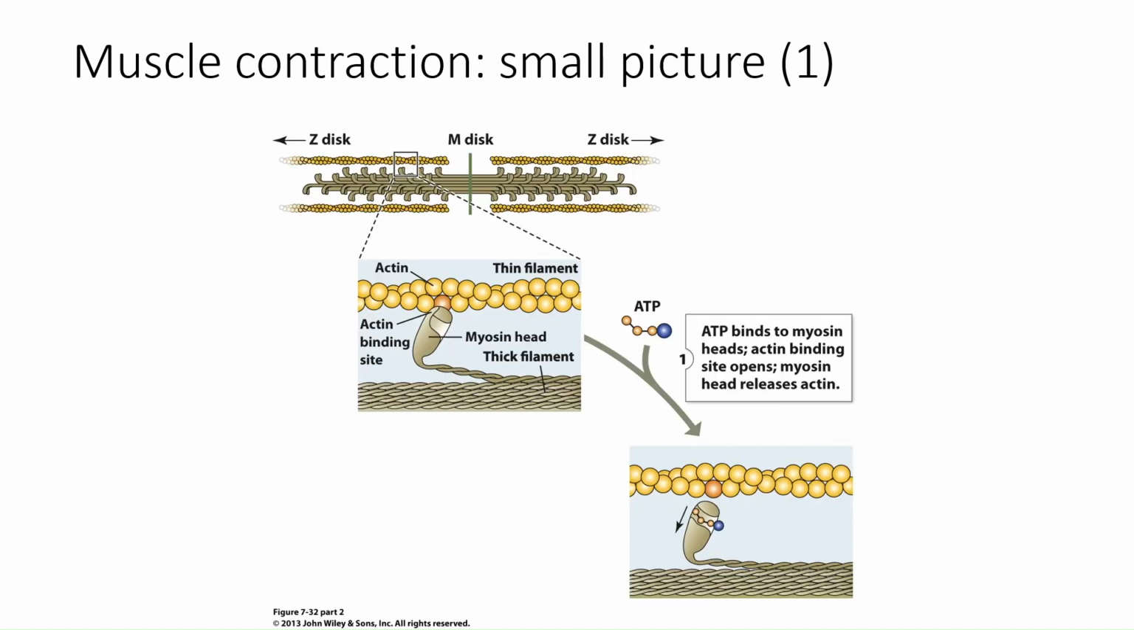So let's talk in a little bit more detail about that process of muscle contraction. We have an illustration here of one piece of the sarcomere. We have 2 thin filaments shown here. These are the actin, as we recall, and then we have a thick filament in between them, and that one is made of myosin.